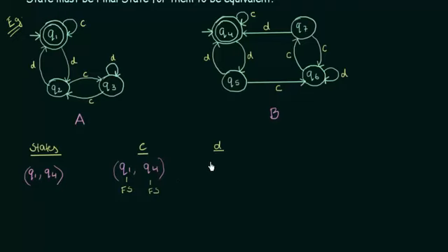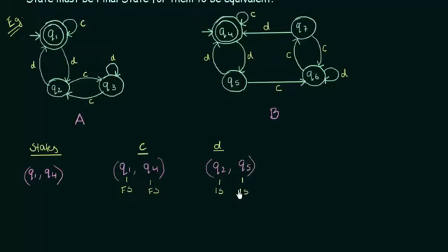Okay, now let's do for input D. Q1 on input D goes to Q2, and Q4 on input D goes to Q5. Let's check if they are final states or intermediate states. Q2 is a non-final state or intermediate state. Let me write IS to denote intermediate state. And Q5 is also an intermediate state. So in this pair both are final states, and in this pair both are intermediate states.